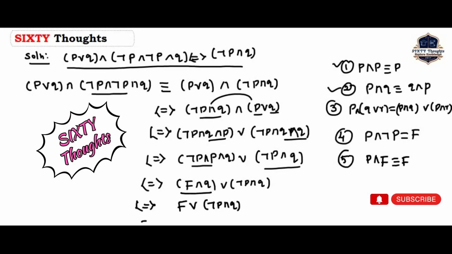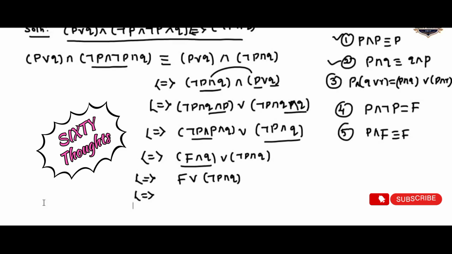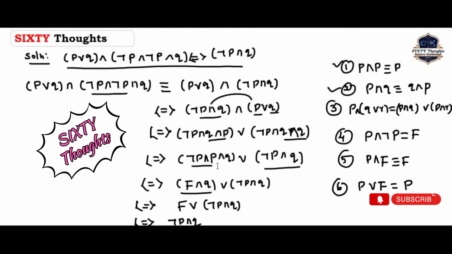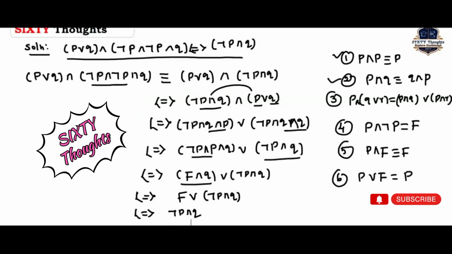What is the next step? Next step we use the identity law. The identity law is the sixth property. Whenever you get P ∨ false, otherwise false ∨ P, it is equal to P. So here we get ¬P ∧ Q. What is our question? We take the left hand side, and we need to prove only the right hand side term. What is our right hand side term? ¬P ∧ Q.